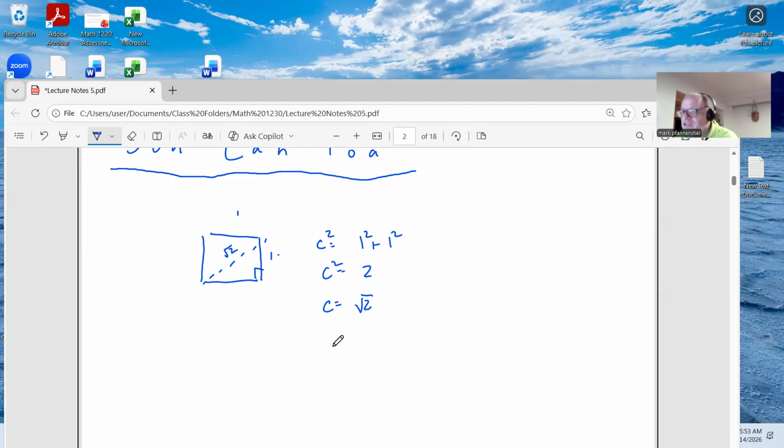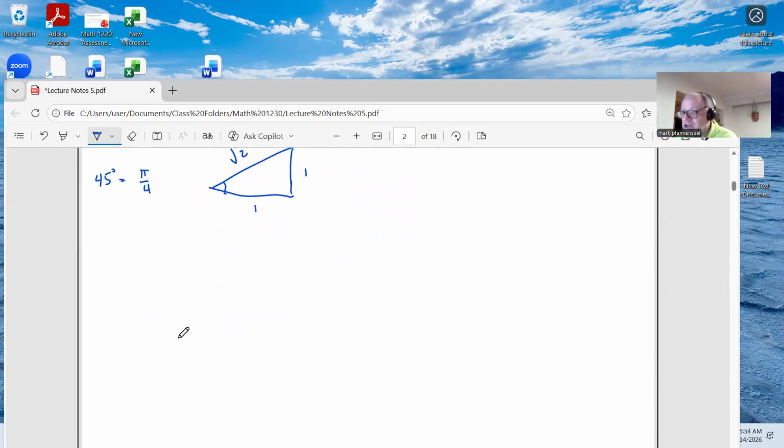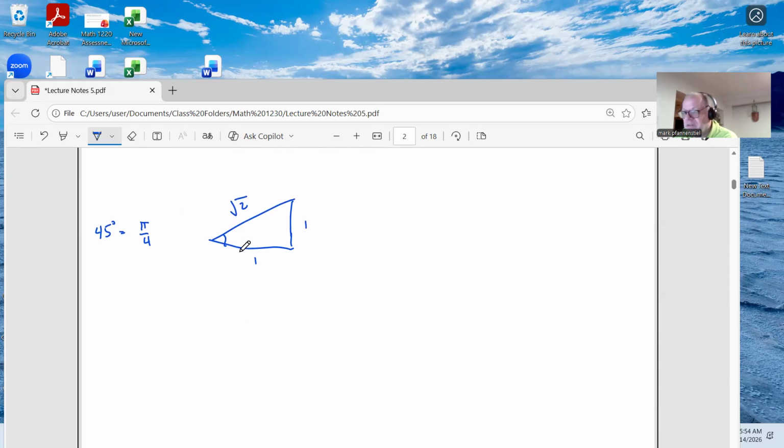Let me extract this triangle from the box and just work with the triangle. So we have our triangle, and we have a square root of 2 for the hypotenuse. We have an angle here, and that angle is 45 degrees. We cut the 90 degrees in half. We also know that that's pi over 4. That's just the radian measure of 45 degrees. As you go through and do your conversions, that's one of those things that you're going to find.